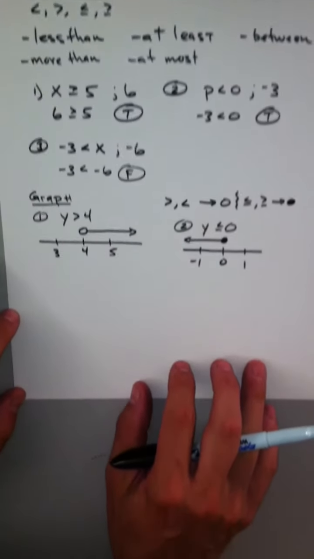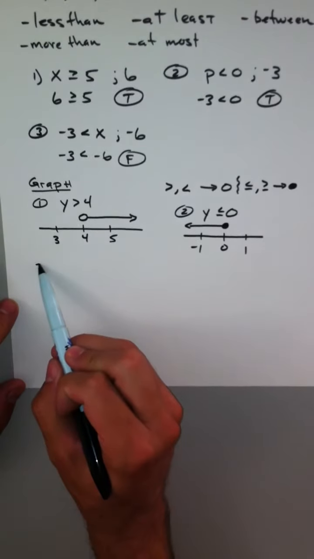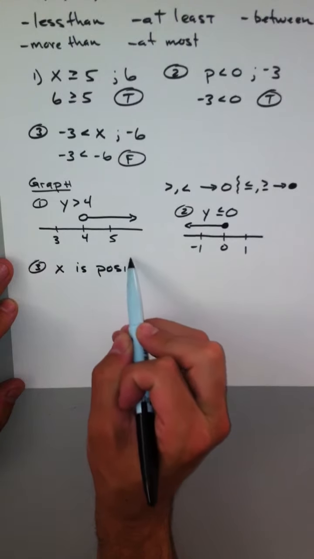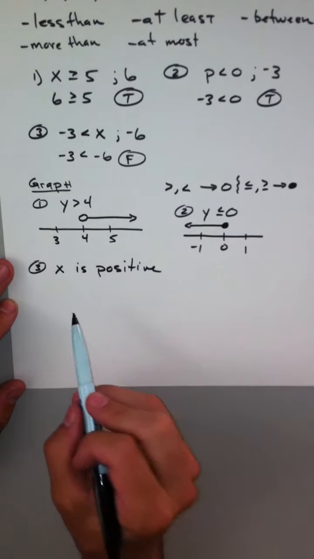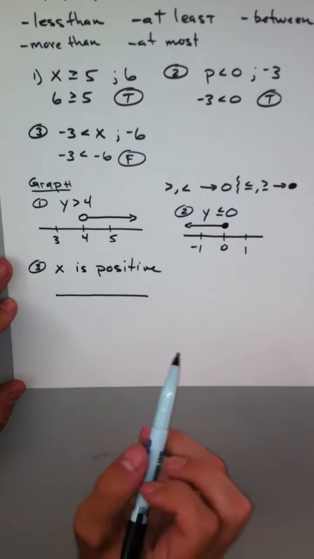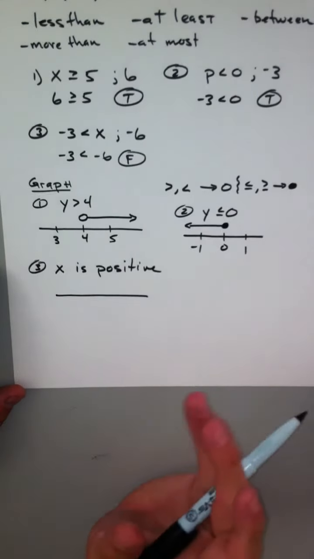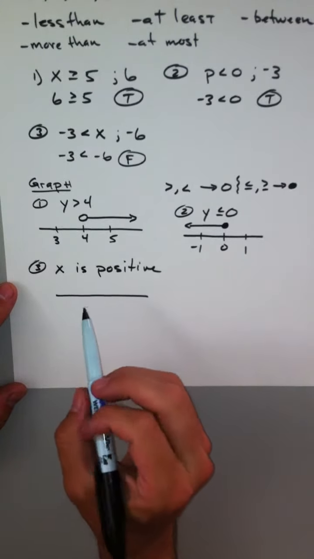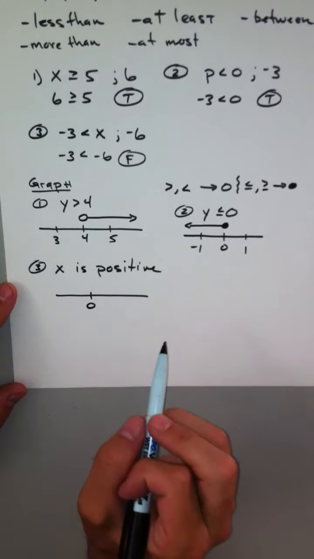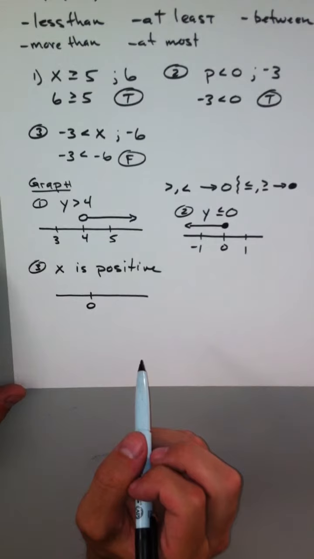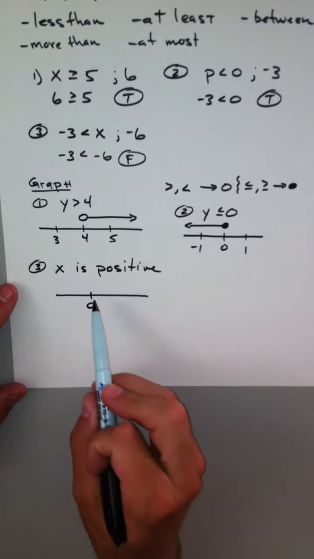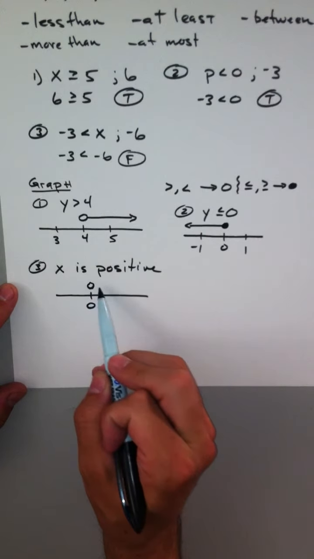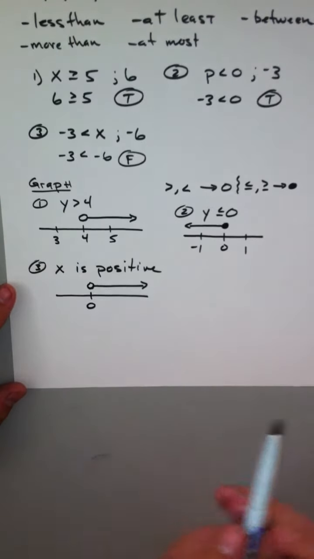Okay, so let's try another one that's a little different. What if I said this? X is positive. How would you graph that? Well, positive numbers, some of you might be thinking 1, 2, 3, 4, etc., but that's not quite it. So if I'm going to graph all the numbers that are positive, I'm going to put the number 0 down here. Now, is 0 positive? Nope. It's not positive or negative. It's neutral. So where are all the numbers that are positive? They're all to the right of 0, but not including 0. So I'm going to put an open circle and draw an arrow. X is positive.